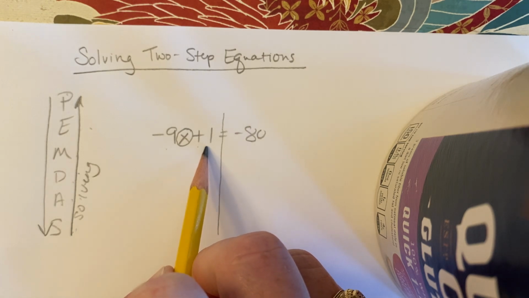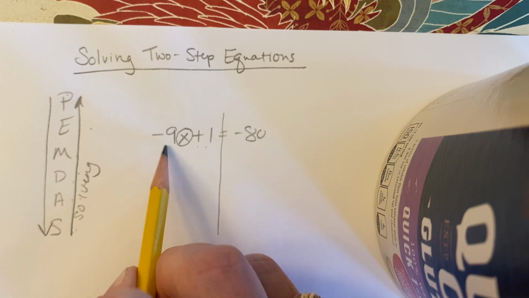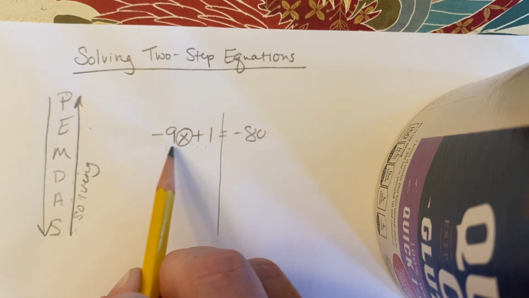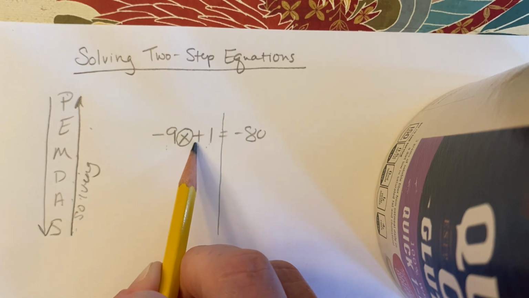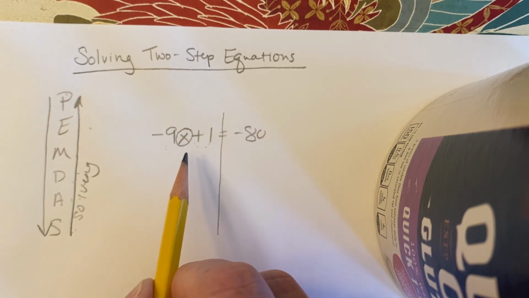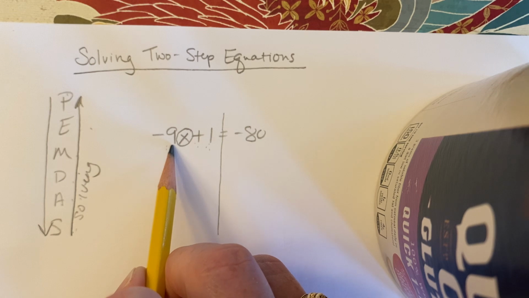What's happening here? Well, I don't see a symbol between the negative 9 and the x. That tells me they're multiplying. What's happening with the 1? The plus sign tells me I'm adding it. I need to undo that. Now, which do I undo first? Do I undo the 1 or do I undo the negative 9?